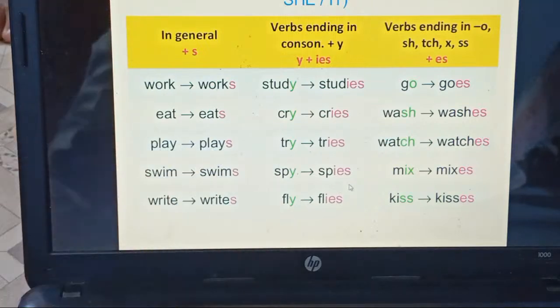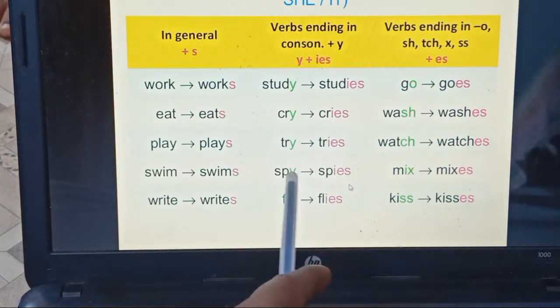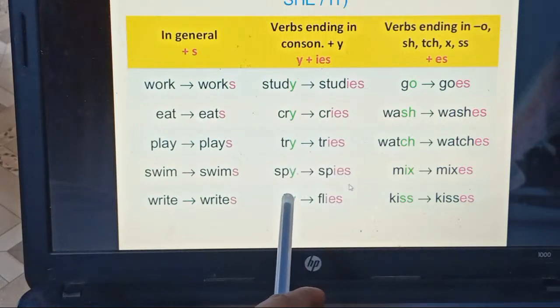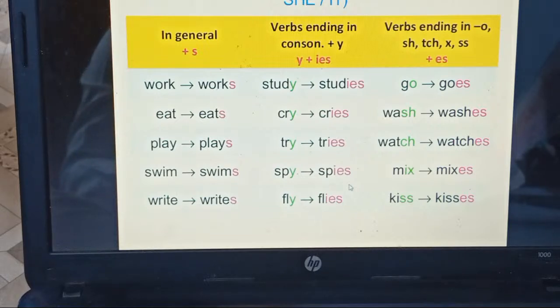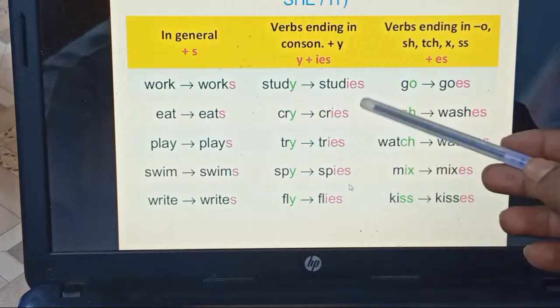But here, if the word is ending with y, study becomes studies, cry cries, try tries, spy spies, fly flies. What does it mean? So if the word is ending with y, then you need to put IES there. So study, studies.